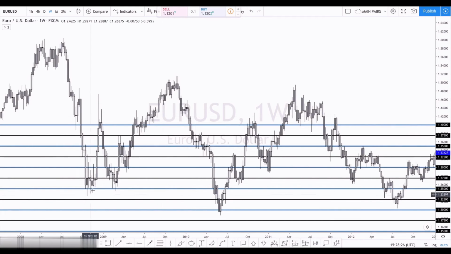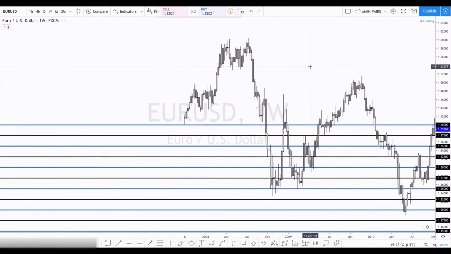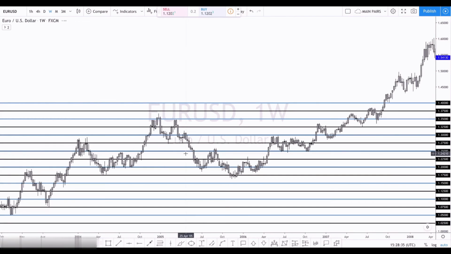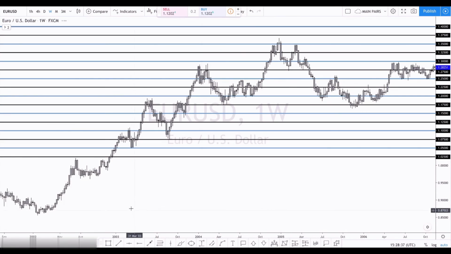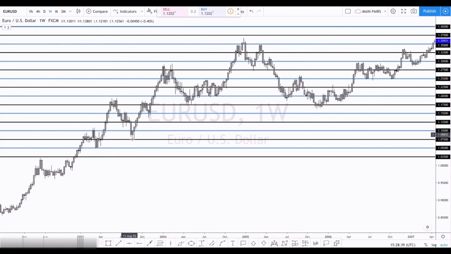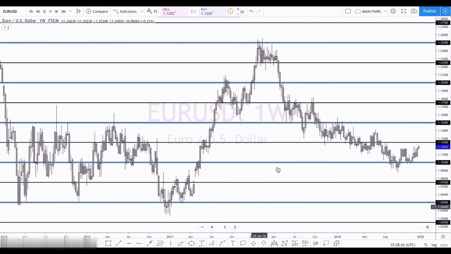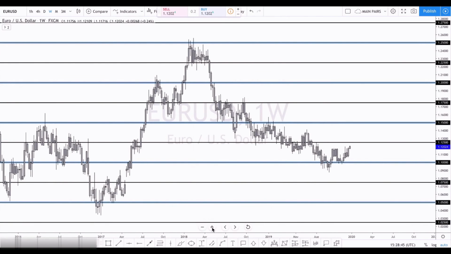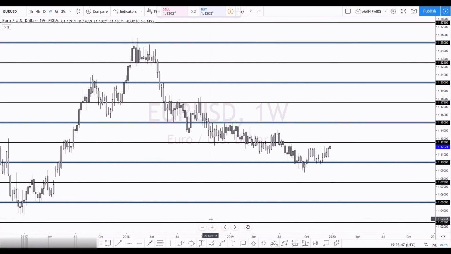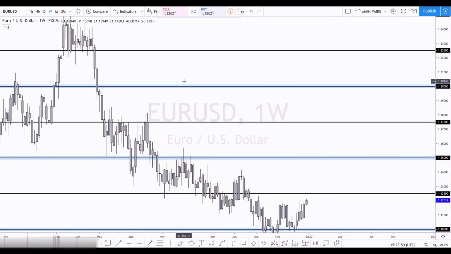You can see 1.25 was the low before, 1.2. So you can see all along, going back even predating into the 2000s, into 2003, how well these levels play out and how accurate they are when you're in a trending market. So that roughly took me, say, 5 minutes.